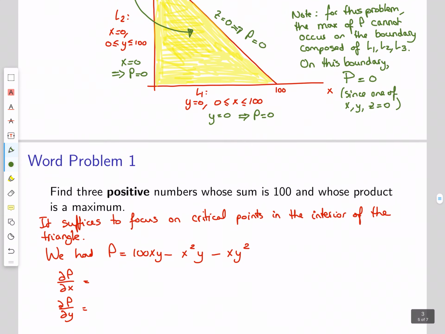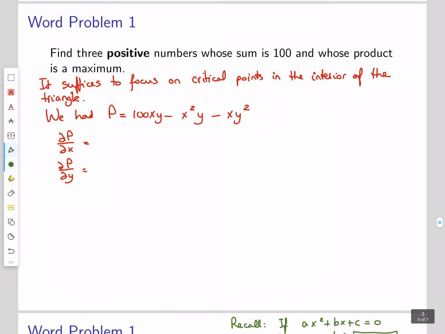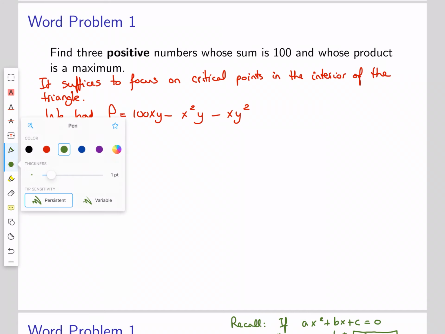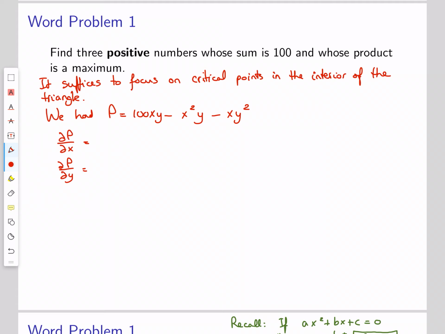Okay, so that actually means that it suffices to focus on the critical points in the interior of the triangle that I drew on the previous page. So we know how to do that. We find the first partial derivatives of p. So here I've reminded you of what p is. P is 100xy minus x squared y minus xy squared.